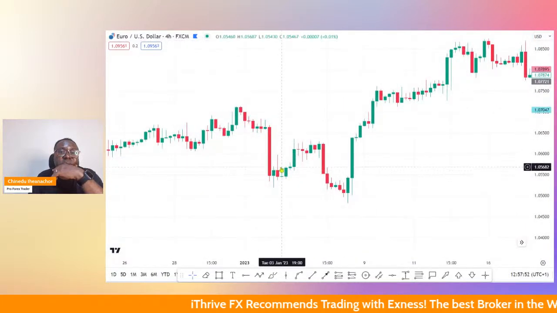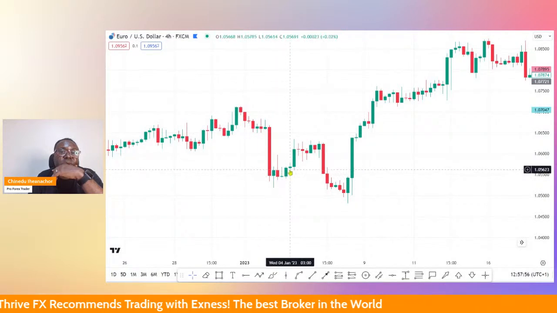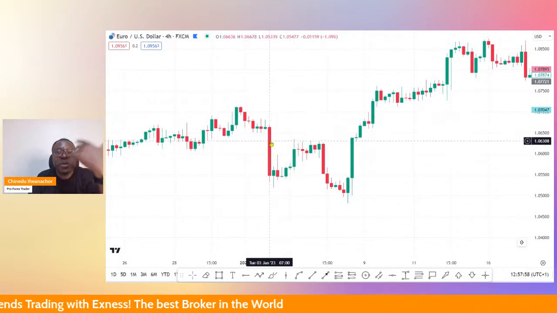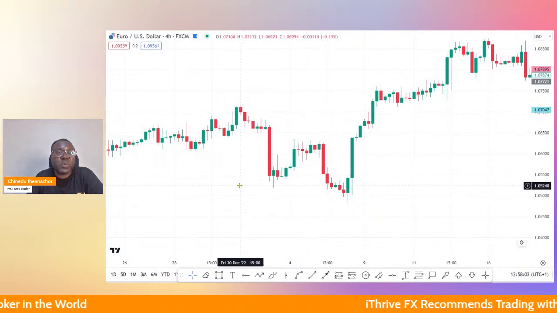Okay, look at this here. Strong institutional candle followed by short candles. 1, 2, 3, 4, 5. Look, price can retrace back. Okay, you can also use this to get this move.